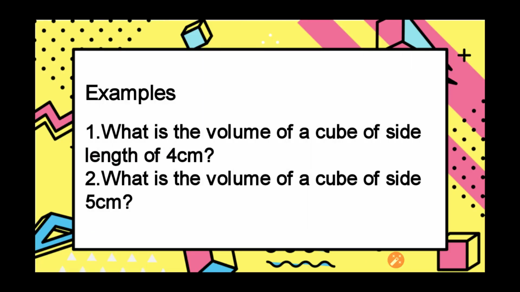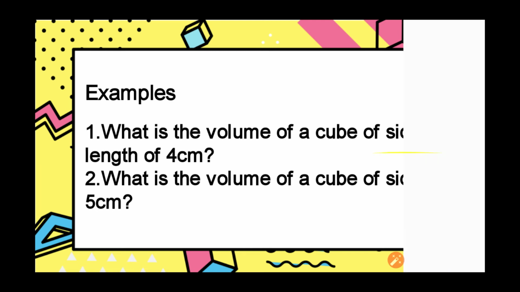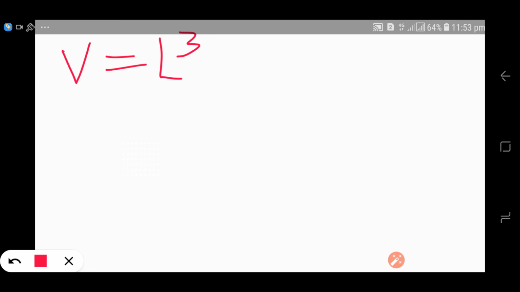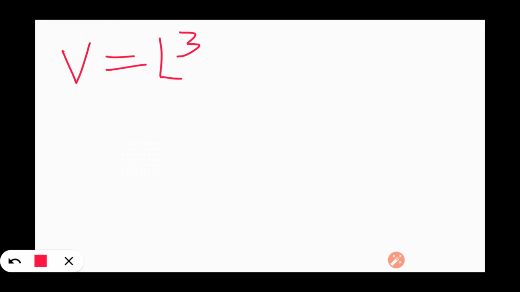Okay, we're going to be looking at the second example, and the second example reads, what is the volume of a cube of side 5 centimeter? First thing I should do is what? Write down my formula. And my formula remains V for volume is equal to L cubed. My length is what? 5 centimeter.